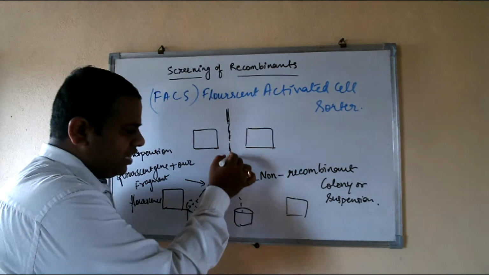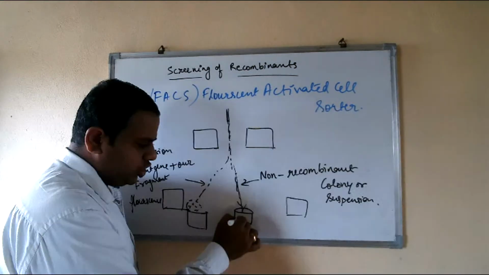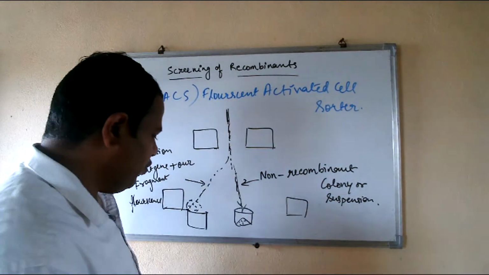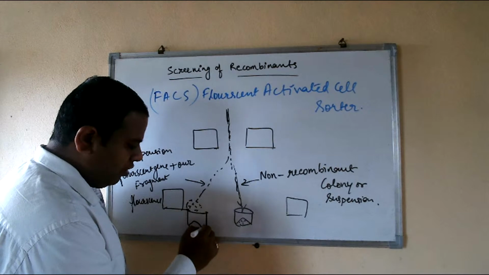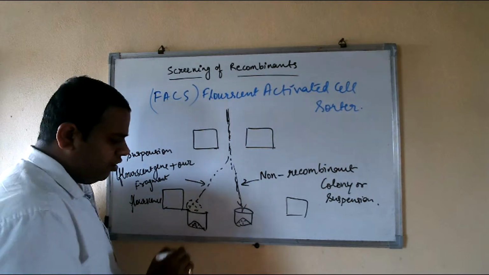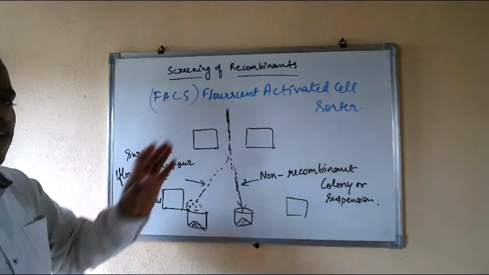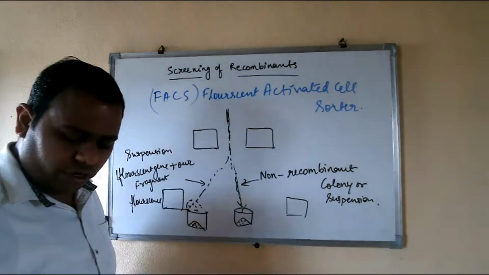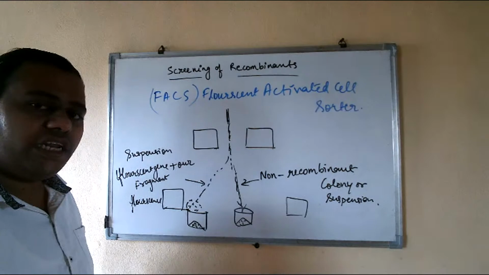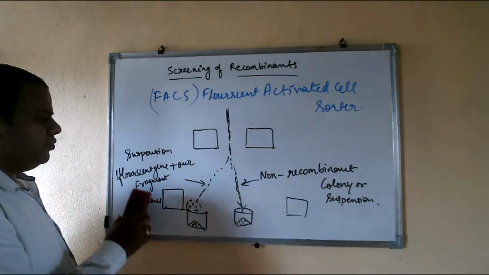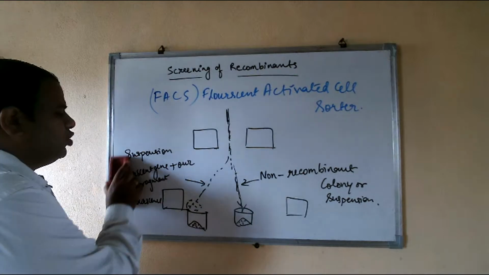Okay, so whatever cells fall in this position or create a heap in this position do not have our fragment of interest, and whatever cells fall in this position have our fragment of interest. So this is called the fluorescent activated cell sorter, and this is how a gene is screened using FACS.